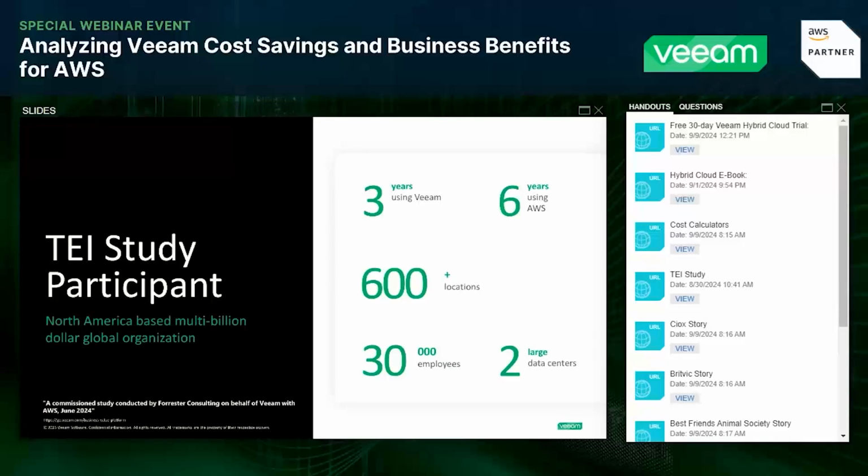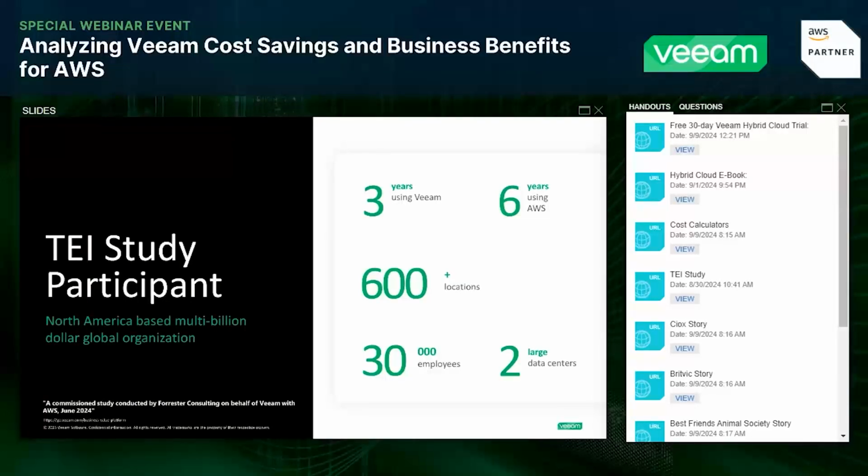So Veeam and AWS had Forrester conduct this study because we wanted an independent third party to conduct it. We have so many success stories that I'm sure some of you have seen, but having someone like Forrester do it and do the calculations and do the report and write it all together gives it a different level of verification to say, hey, this is what Veeam and AWS can accomplish together for this large organization.